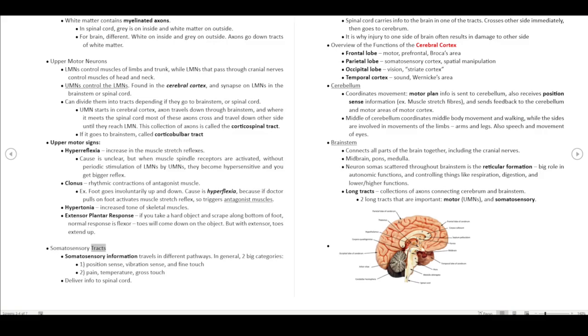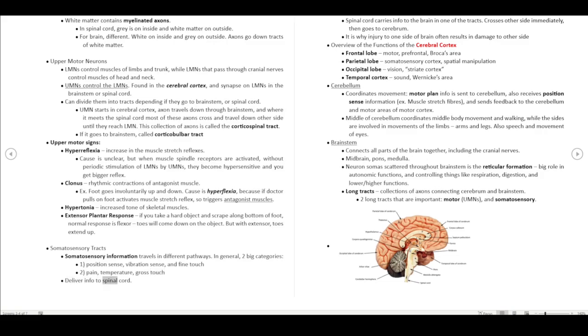Somatosensory tracts. Somatosensory information travels in different pathways. In general, two big categories. 1. Position sense, vibration sense, and fine touch. 2. Pain, temperature, gross touch.